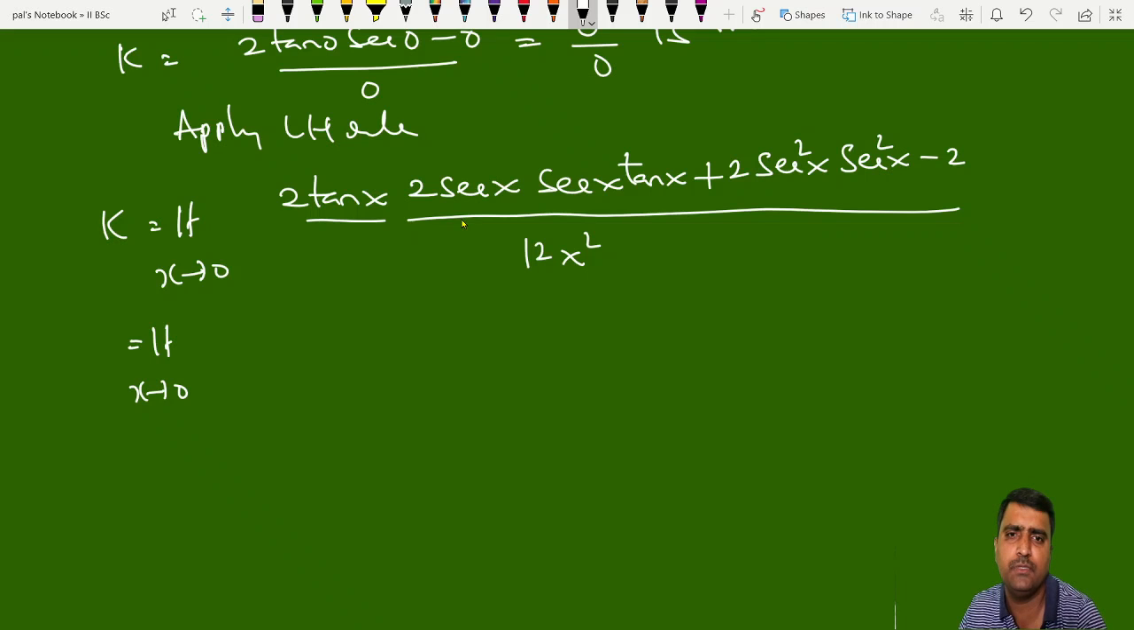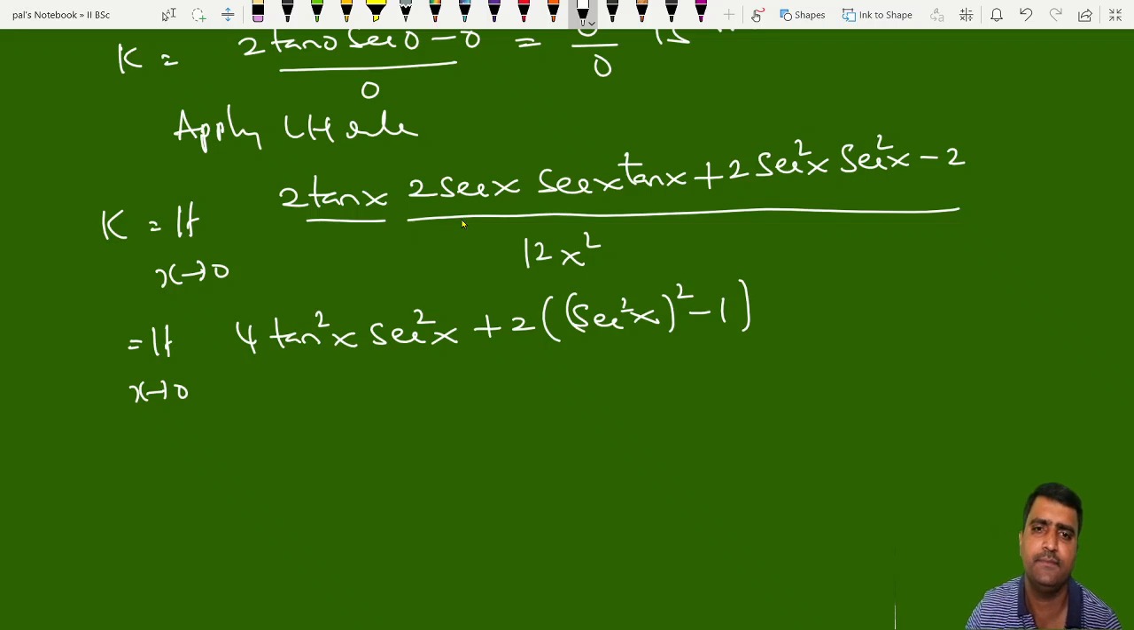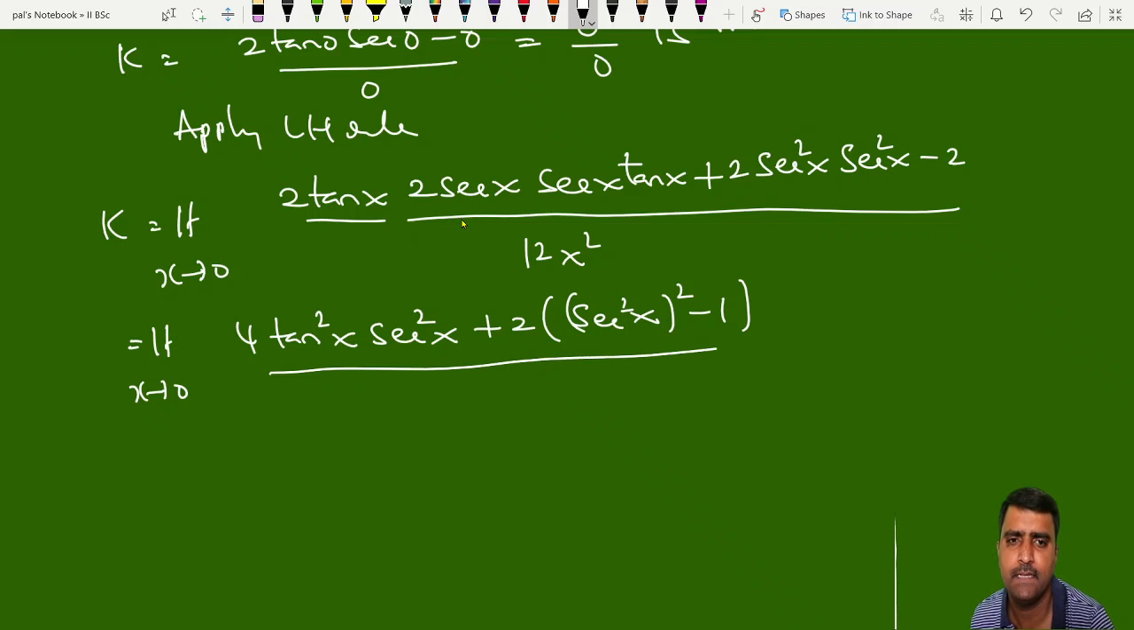So 2 2s are 4, 4 tan x into tan x, tan square x, into secant x into secant x, secant square x, plus here it is 2. If you take 2 as a common factor, what remains is secant square x into secant square x, that can be written as secant square x whole square minus 1, because we have taken 2 as a common factor. Now in the denominator, it is 12x square.